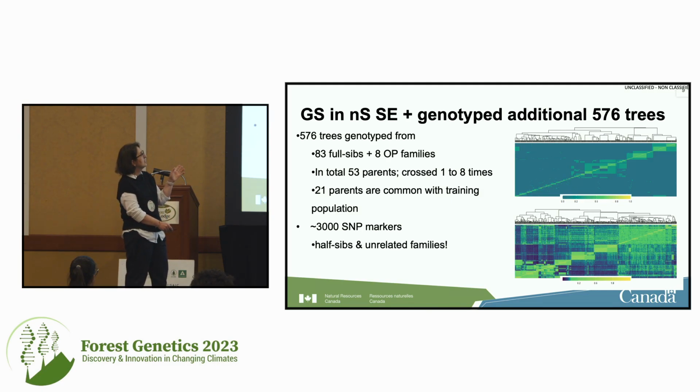Again, this is the validation population, and then only 21 parents are common with the training population coming from the clonal material, which is not ideal. That's why we will see what is happening here. So lots of half-sibs and then unrelated families. With genomic selection, what you want is lots of relatedness and then connections.